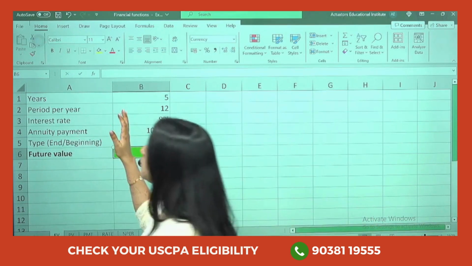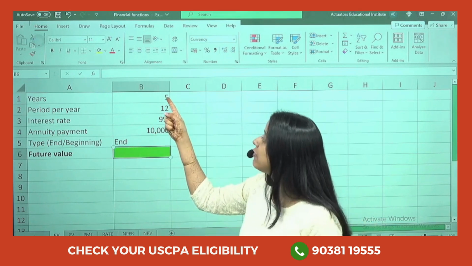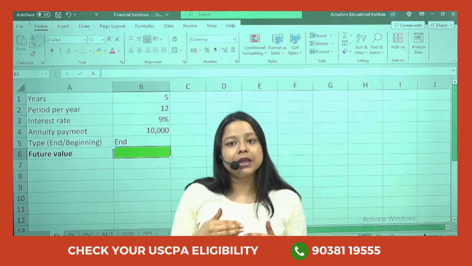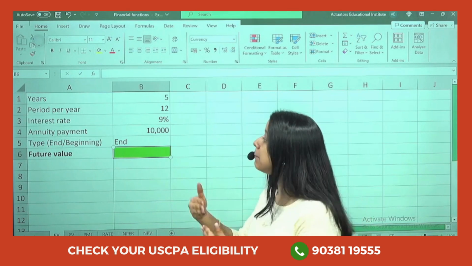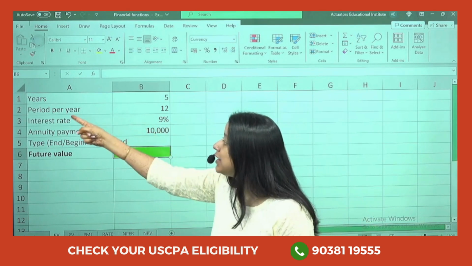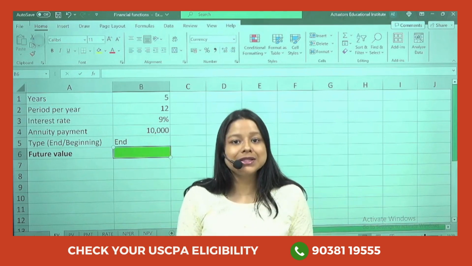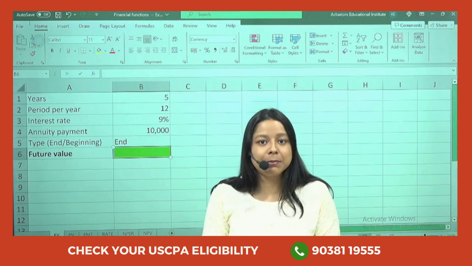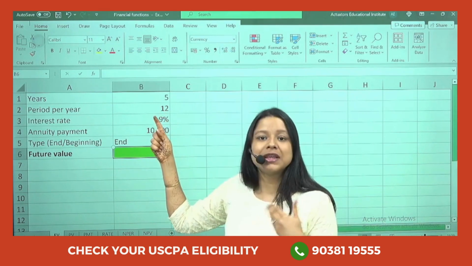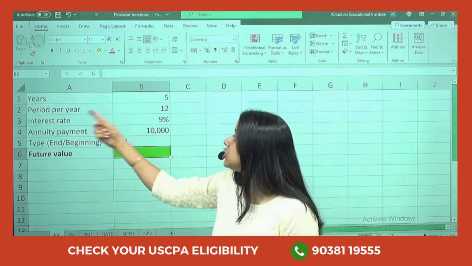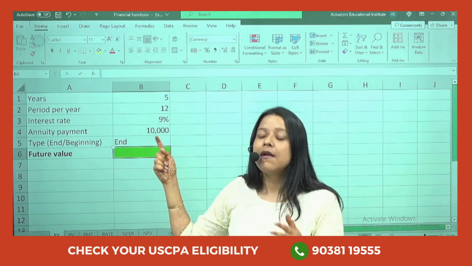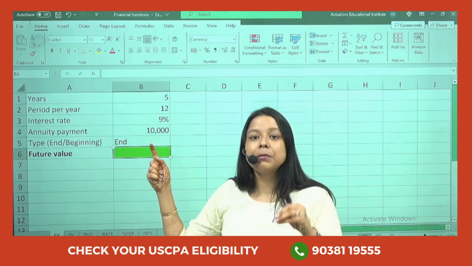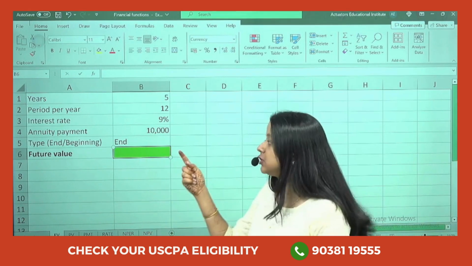Now I have taken a very basic example over here. I have 5 years and I am taking regular payments that are being made every month. So the periods per year, which basically means in 1 year how many payments are being made, is 12 because there will be monthly payments. Interest rate, this 9% is the per annum rate that I have taken. This is not per month. 9% per annum is the interest rate.